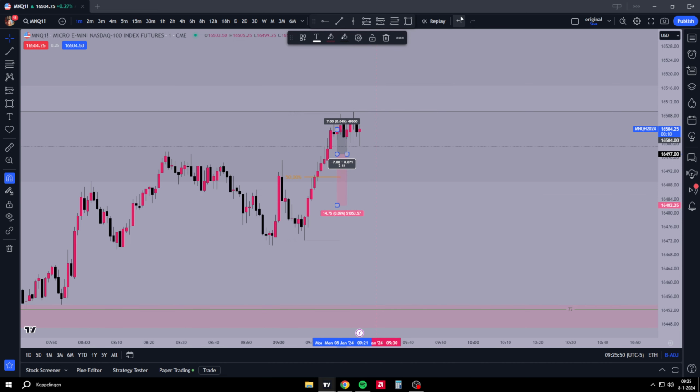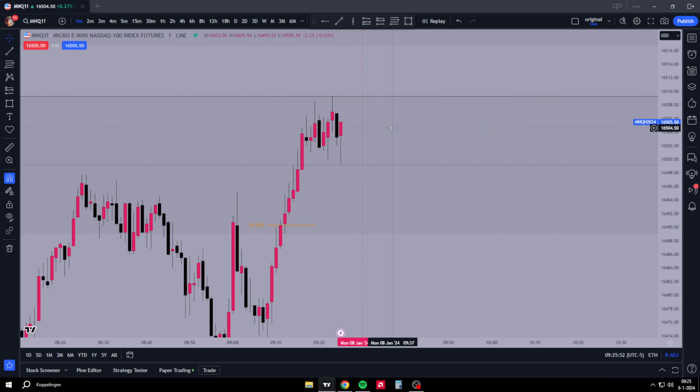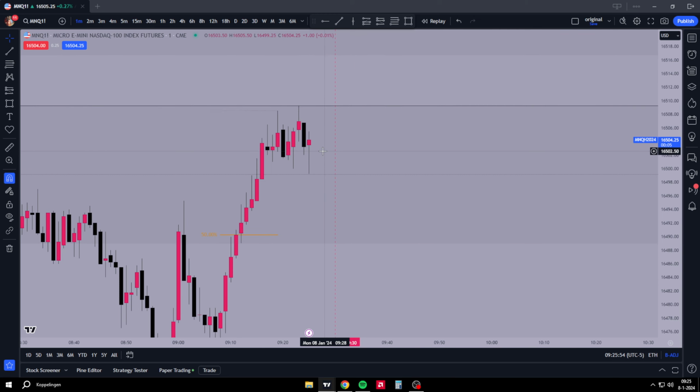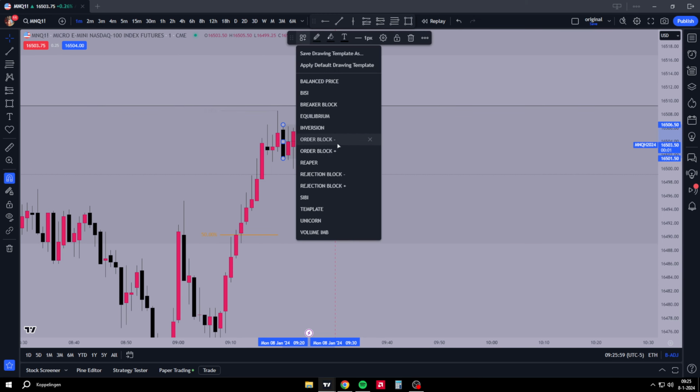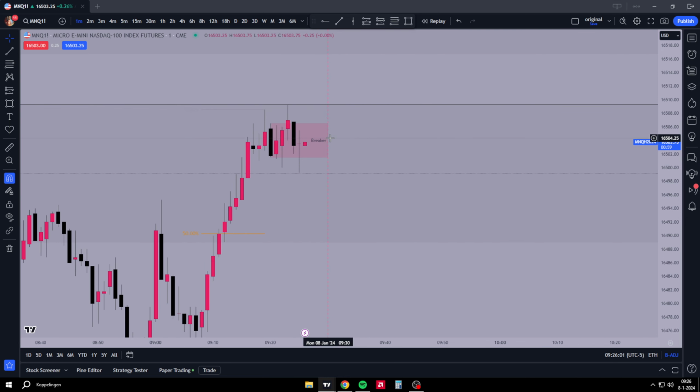But yeah, we did make a breaker out of this, so we could tap into this breaker even more now. Ooh, I don't like this text actually. That's fine.